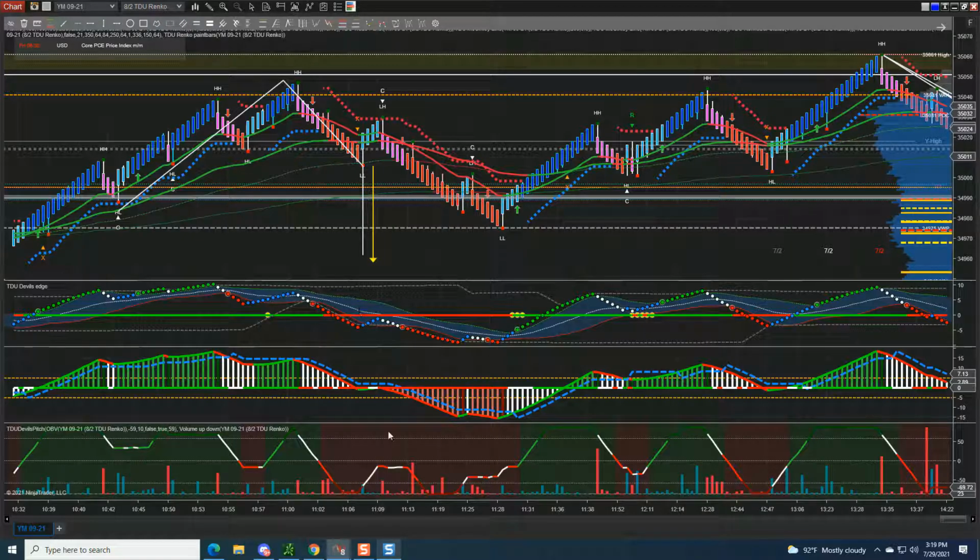Right, so this is the devil's edge, the wicked wave, and the devil's pitch. So look below. Is there anything here that says be a buyer? Even something as simple as the color, right? What color is the devil's pitch? Red. What color is the wicked wave? Red. Are we below or above 0? We're below. What color is the devil's edge? What color is the center line?